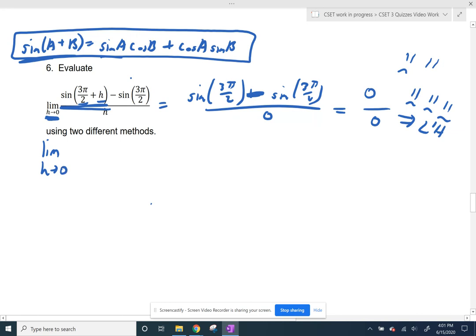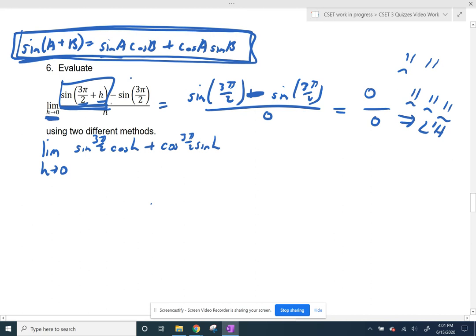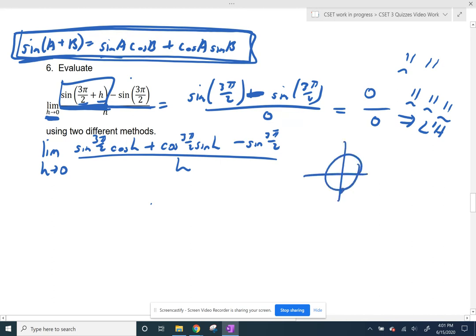So we get limit as h goes to 0, sine 3 pi halves cosine h plus cosine 3 pi halves sine h. So that's using our sum formula. And then I'm going to subtract the sine of 3 pi halves, and then it's all over h. And now it's like, well, I know what the sine and the cosine of 3 pi halves are. We're down here. So the sine is just -1. So I'll plug that in.